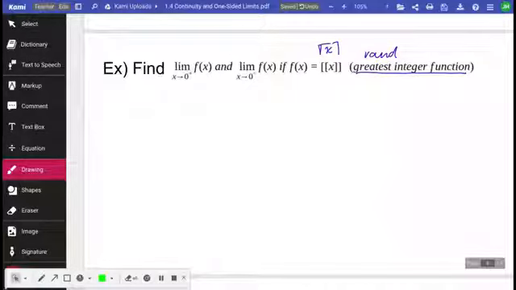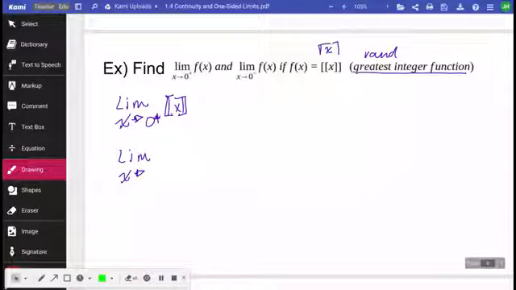Okay, so we're going to look at 2 limits. We're going to look at the limit as x approaches 0 from the right of my greatest integer function. And then we're going to look at the limit as x approaches 0 from the left of my greatest integer function.